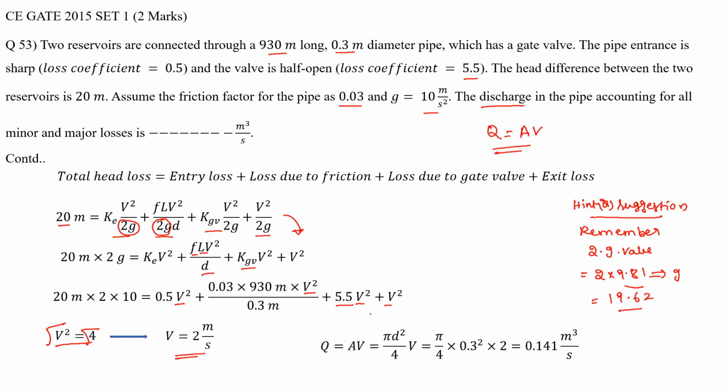As we know, since it is a circular pipe, the area is pi d square by 4, and the velocity we also know, so Q is equal to pi by 4 into 0.3 square into 2. The value is equal to 0.1141 meter cube per second. The range is given as 0.14 to 0.142. This is the range given in the GATE solution.